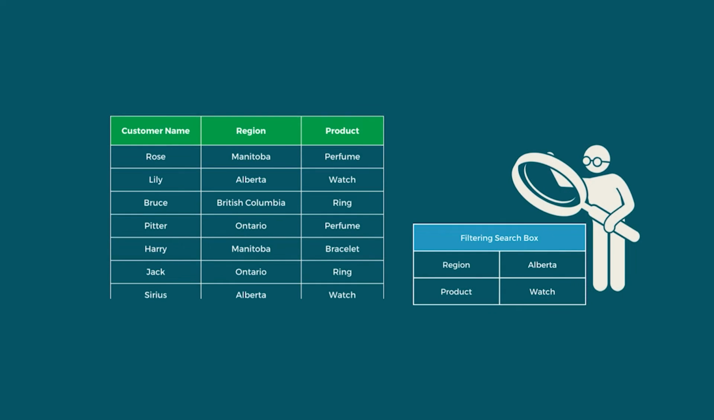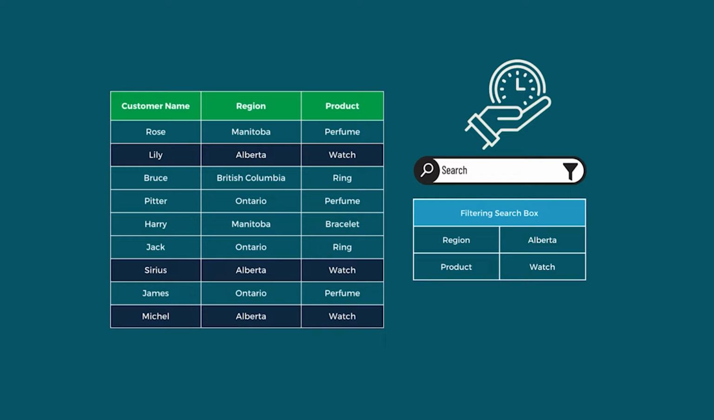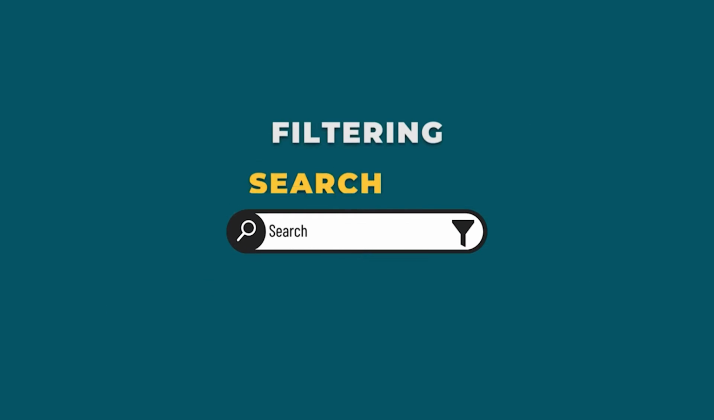Are you wondering how to find specific information from your large dataset? If you are looking for a time-saving option to do that, you may consider using a filtering search box.